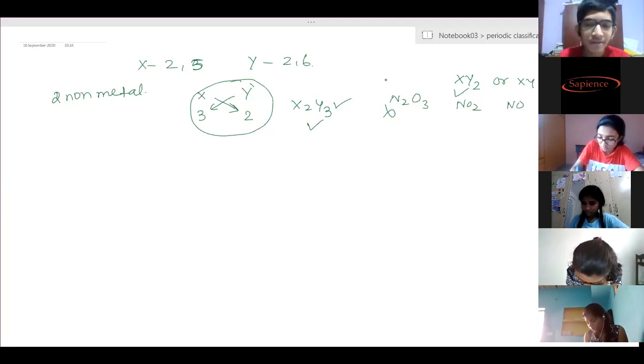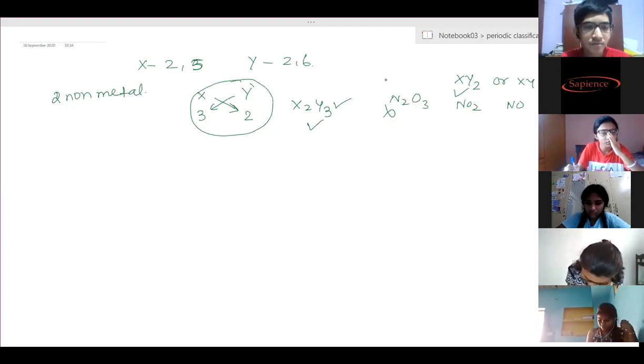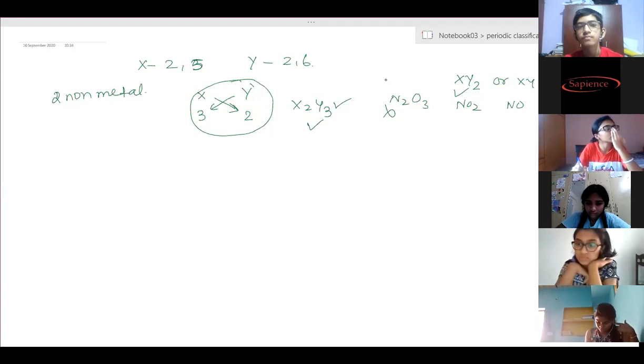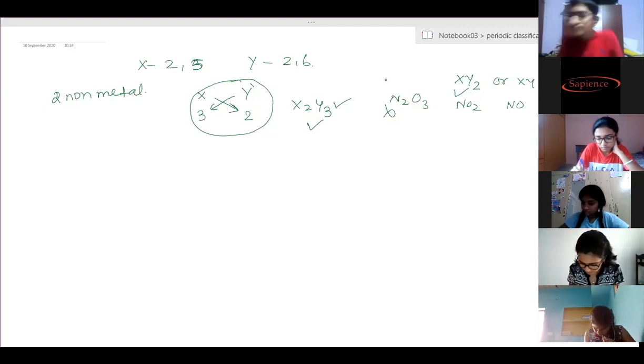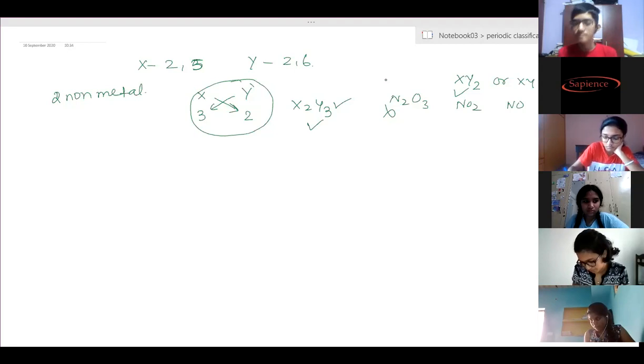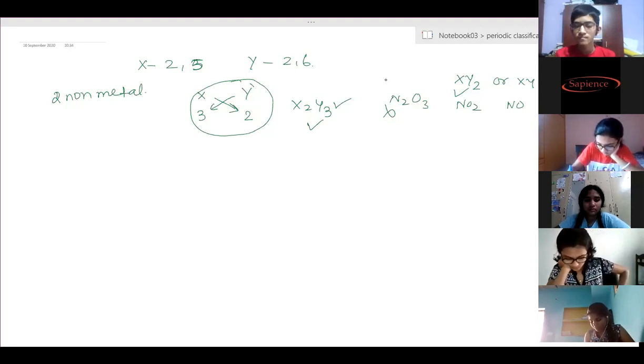Should we mention positive or negative, like minus? If it is asked, the question will say whether it is electropositive or electronegative. So it is electronegative because it will gain an electron and form an anion. And the last one, metal or non-metal? It's a non-metal, right?